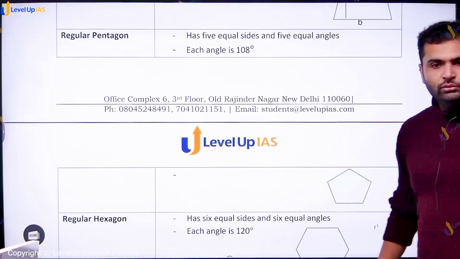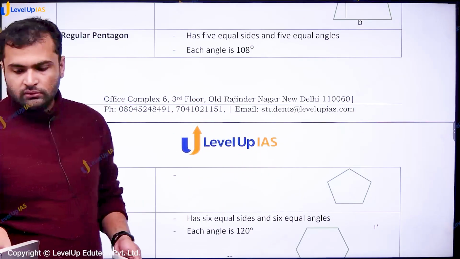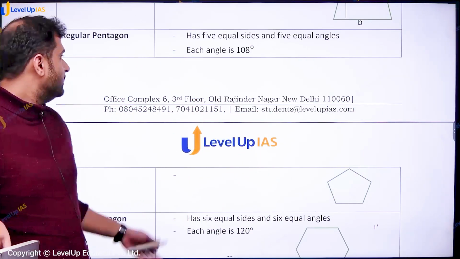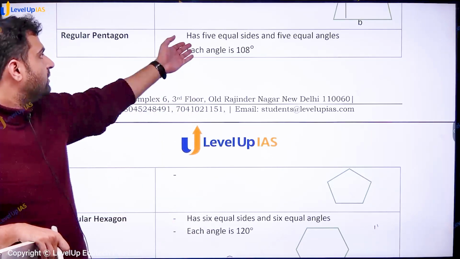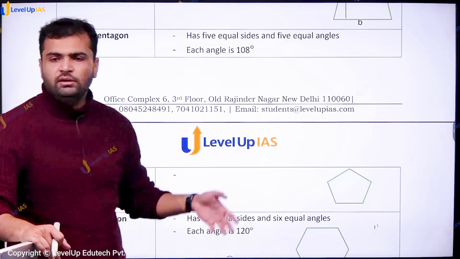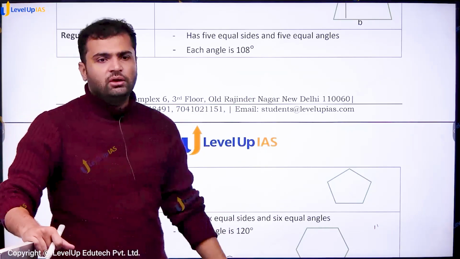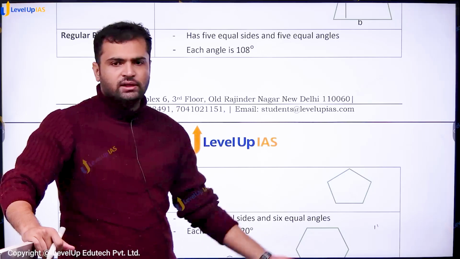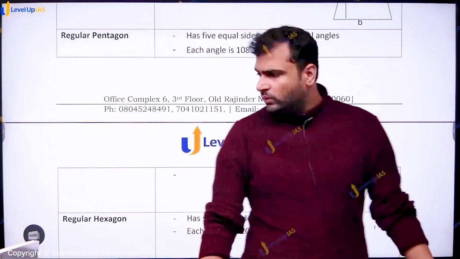Now let us go to next figures. Move on from quadrilateral. Next is pentagon. Pentagon is a polygon having 5 sides and 5 angles. Regular pentagon meaning all angles are equal and all sides are equal. And every angle is 108 degrees.